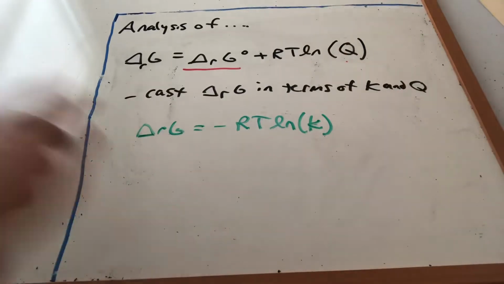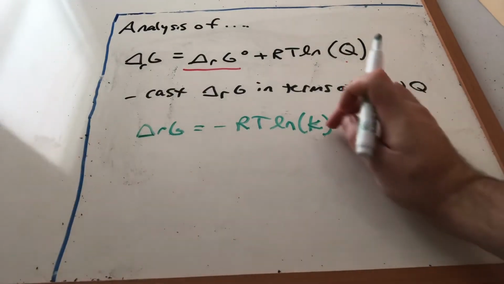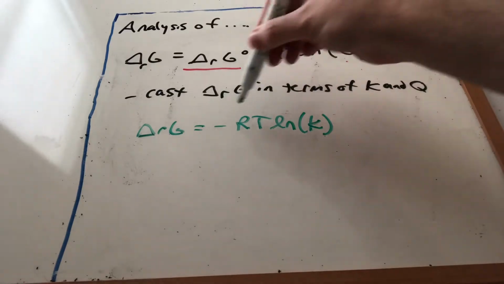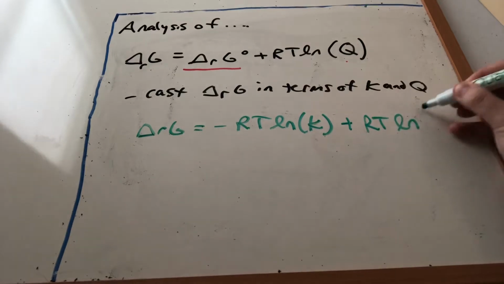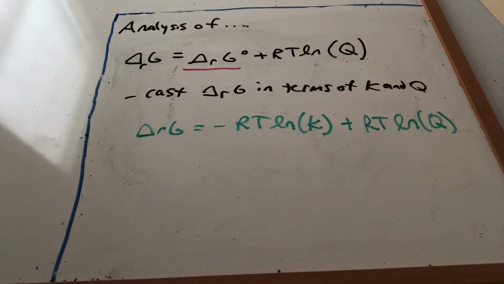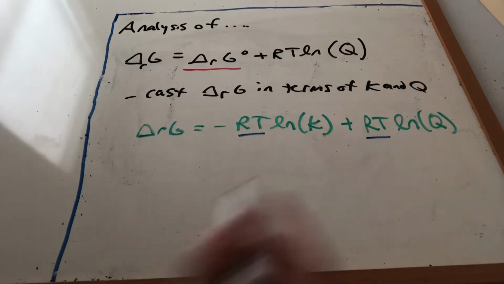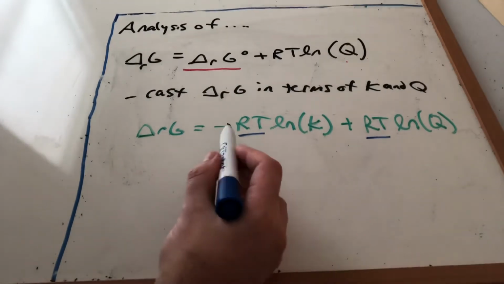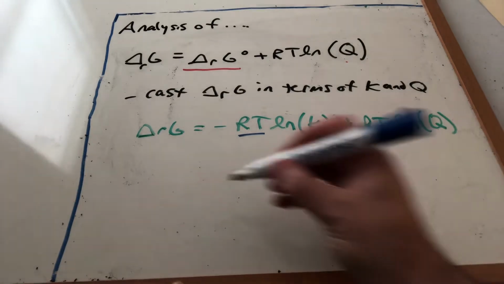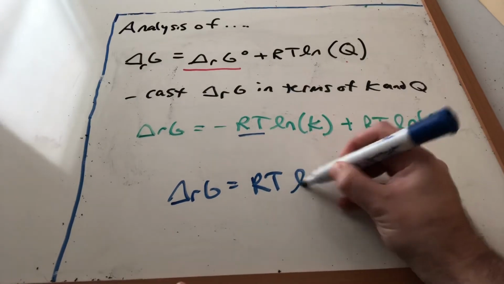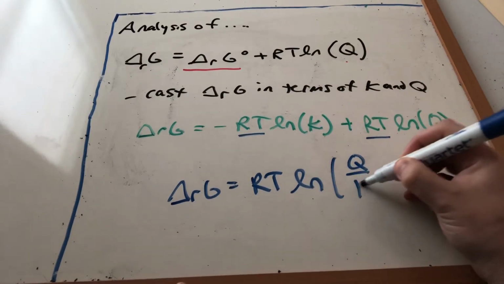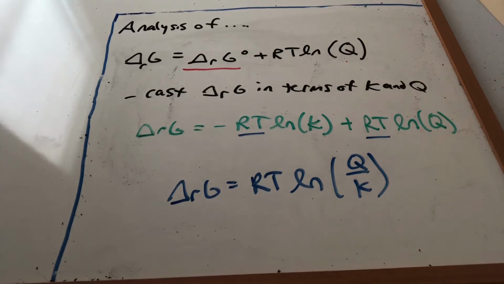Now this is for any setup we have, any Q, any set of initial conditions. This is always minus RT natural log of K plus RT natural log of Q. Now we can do some natural log algebra like we did in the last video. We can pull out an RT, and then we have a positive natural log of Q minus a natural log of K. And so what we get out is delta reaction G is equal to RT, the natural log of Q over K, using our natural log algebra rules.